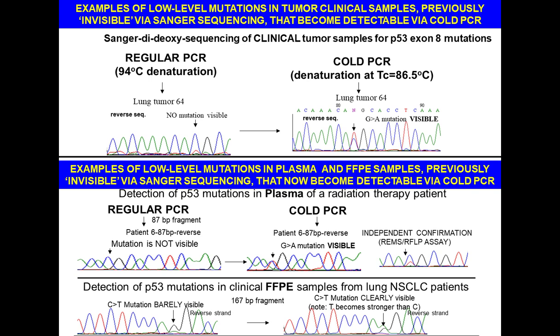And the same thing at the bottom, using clinical FFPE specimens from lung cancer patients. You can barely see the mutation with regular PCR, but it's very evident with COLD-PCR. So irrespective of where the mutation is, it will be enriched.